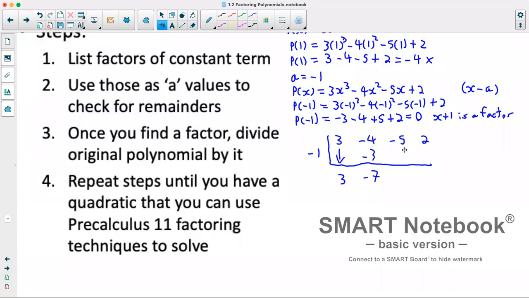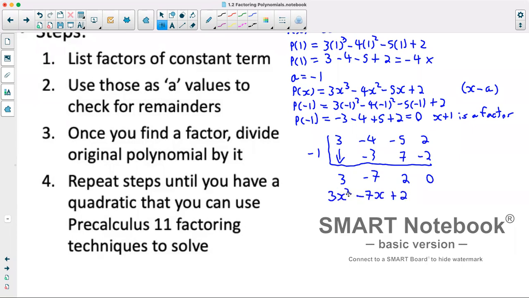Negative 1 times negative 7 is positive 7. Adding these gives us 2 times negative 1 gives us negative 2. And that gives us a remainder of 0. Now we should expect this to be 0 if we got the 0 here. That means there's no remainder, which means we have 3x squared minus 7x plus 2.